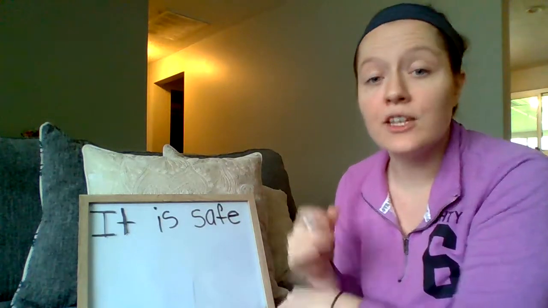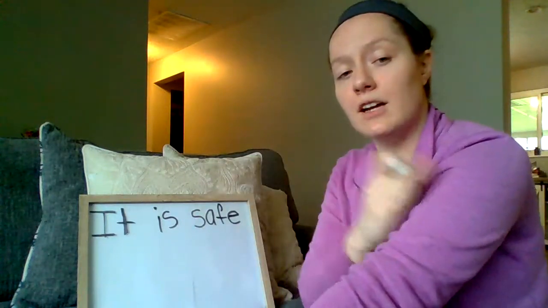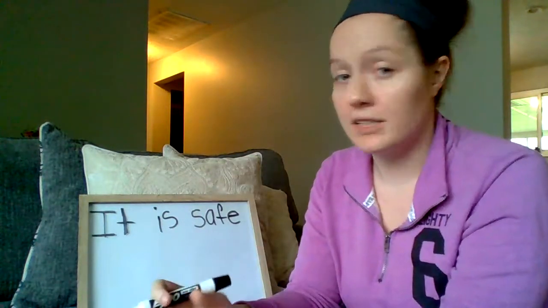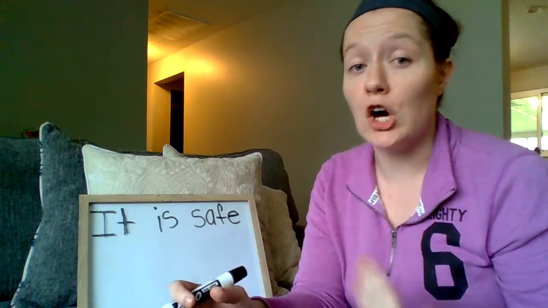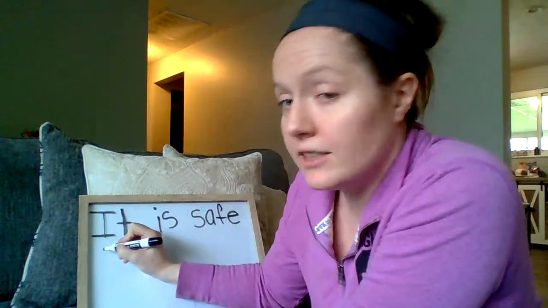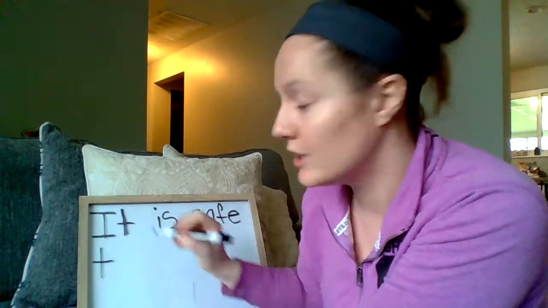It is safe to, how do I spell to? T-O spells two. Now I'm not talking about the number two because that wouldn't make sense. So it's two, T-O, two. First letter is T. Next letter is O.